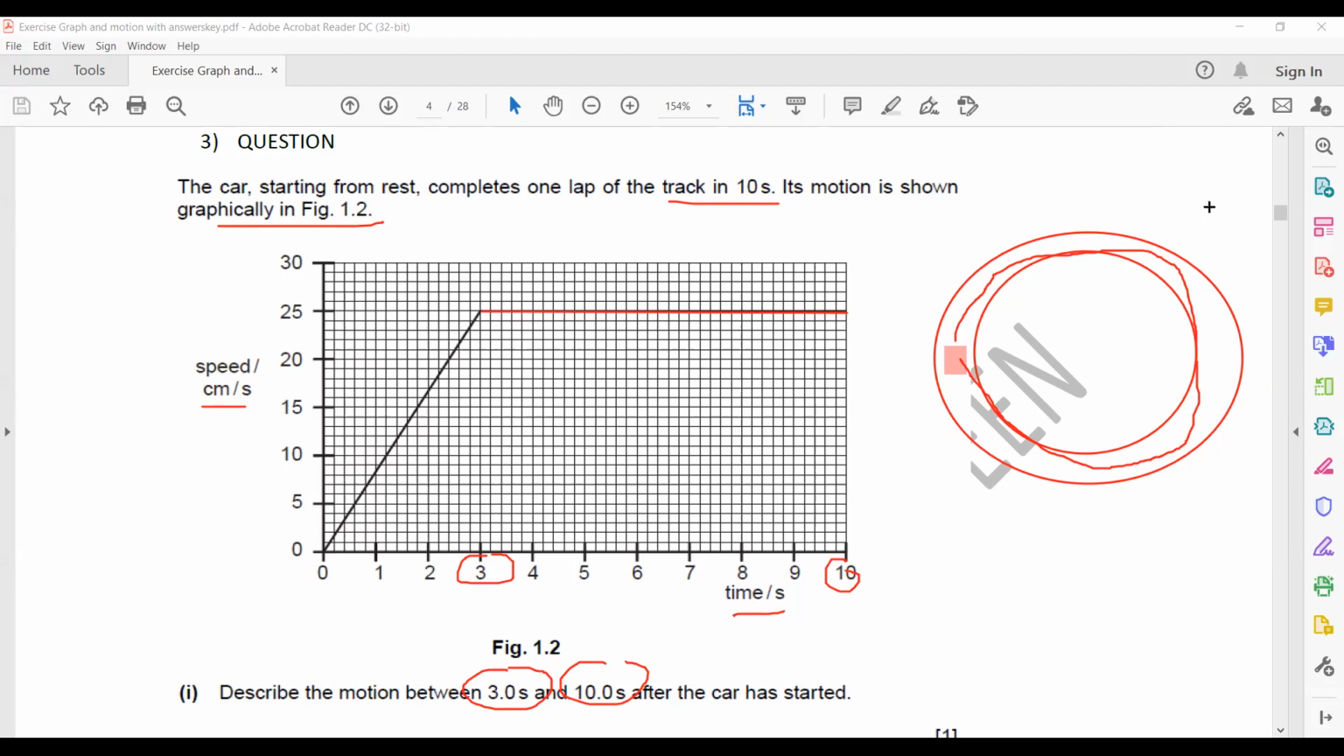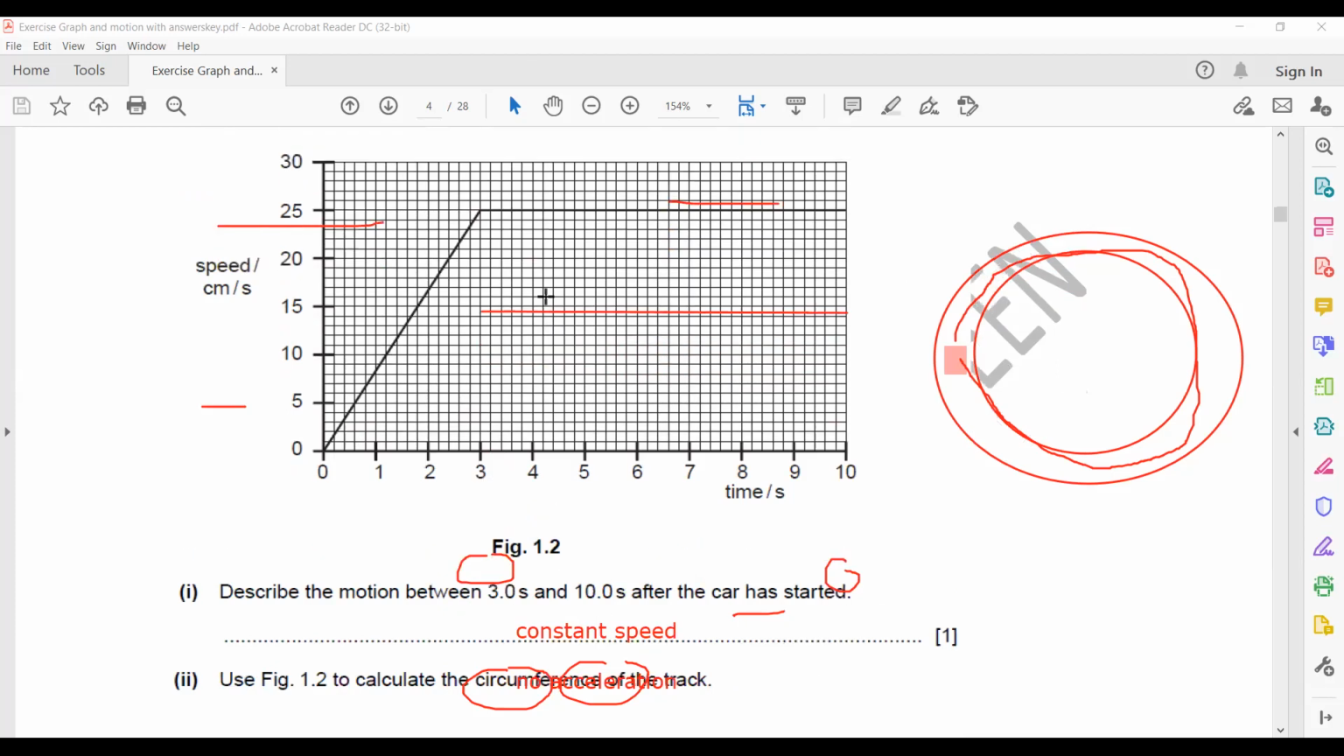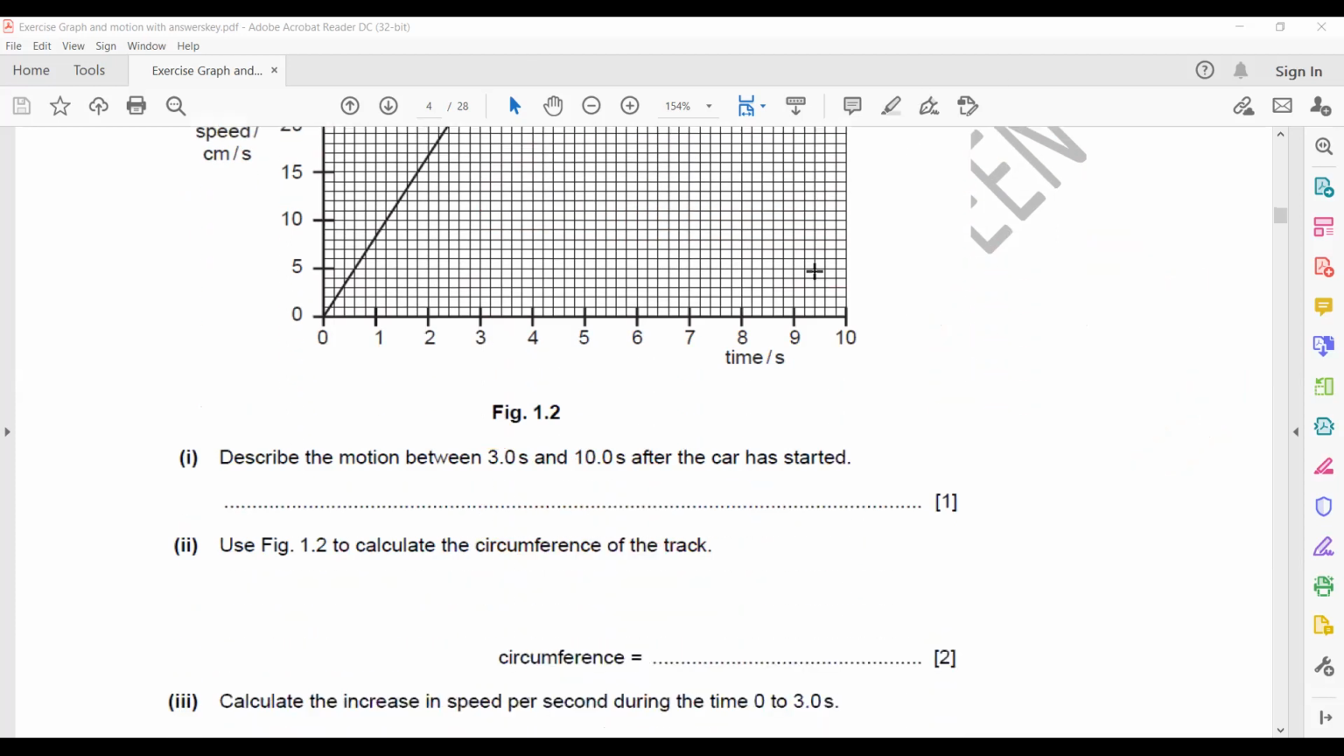How do you explain the motion of the car from 3 seconds to 10 seconds? You can say it is moving with constant speed and no acceleration. So this car is moving at a constant speed and it does not have any acceleration. And it's for 1 mark, so if you just mention constant speed, you will get that mark.